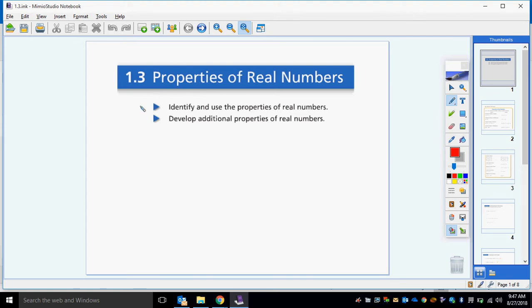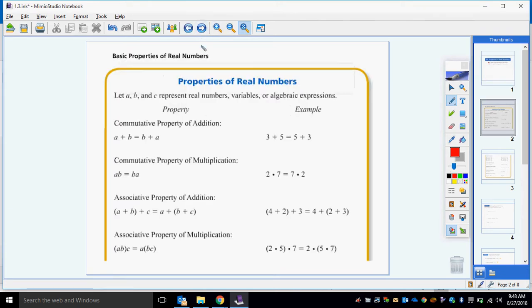Real numbers. We're just going to identify and then develop additional properties, and we're going to do some proofs with that one. So our basic properties of real numbers. Over here, it tells you the property and it gives it in algebraic terms. And over here, it gives you an example in numerical terms.